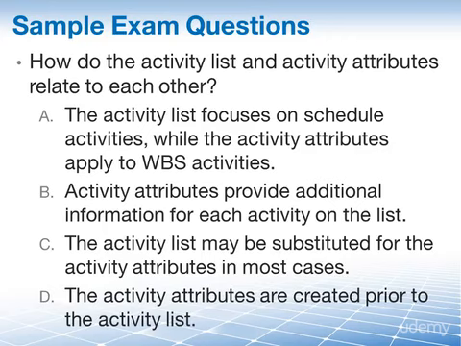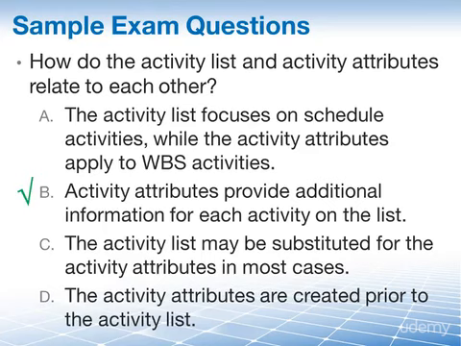The correct answer is, of course, B. A is incorrect since the activity attributes tie back to the activity list, not the WBS. C is incorrect as well, since the activity list and the activity attributes are separate documents that should not be substituted. Rather, the activity attributes accompany the activity list by providing additional activity details.